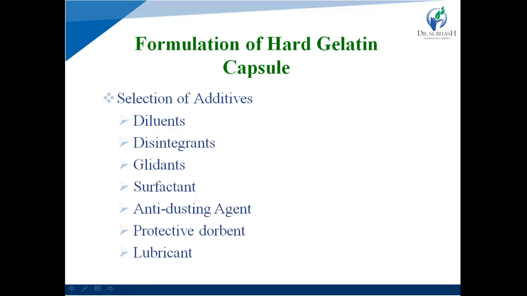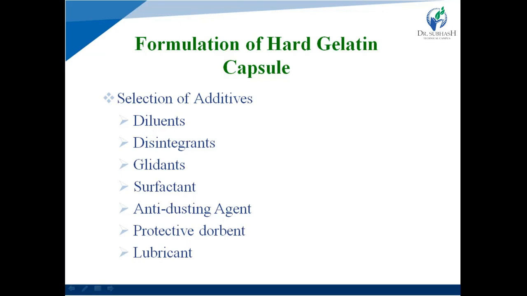Next one is glidant. They are also known as lubricants. They are used when the powder drug is to be filled in a capsule shell by automatic machine. They help in enhancing flow property of powder drug substances. Examples of glidant like calcium stearate, cornstarch, colloidal silica, talcum powder, magnesium stearate, etc.